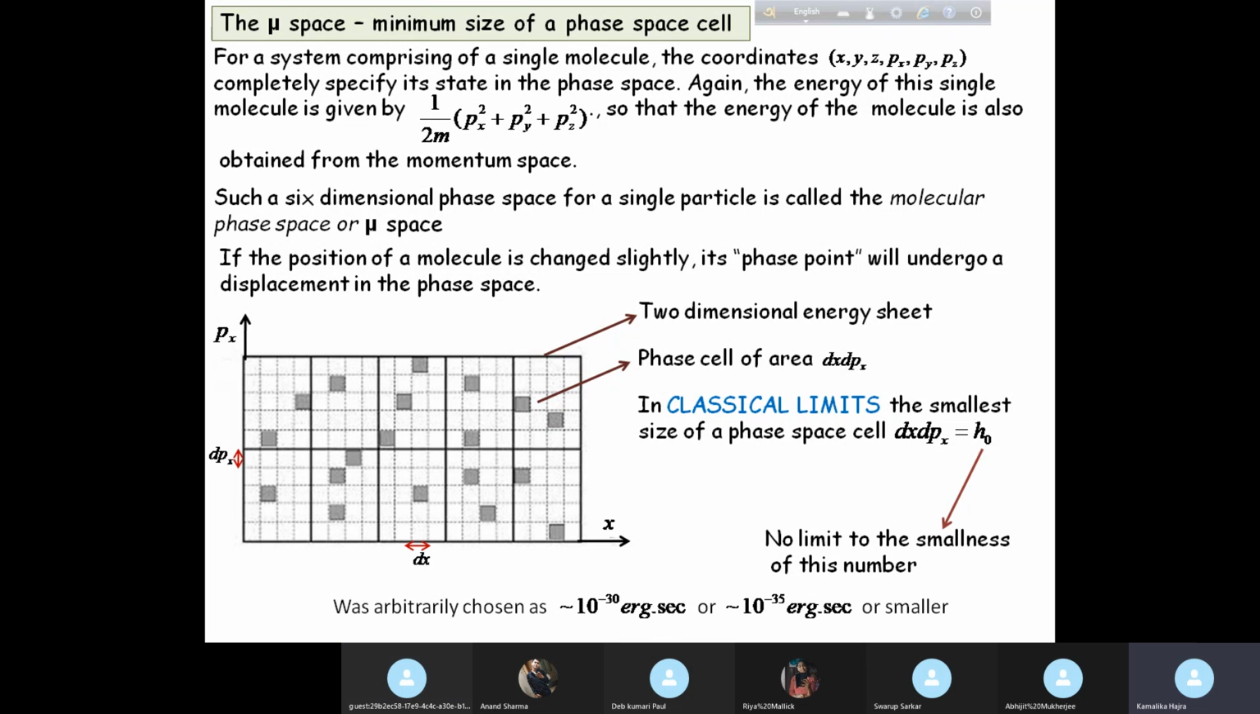Arbitrarily, when this theory was proposed, it was chosen as either 10 to the power minus 30 arc second or 10 to the power minus 35 arc second, or maybe smaller. So see, it's arbitrary. There is no restriction. Order of magnitude is also not restricted. It may be 10 to the power minus 30, it may be 10 to the power minus 35, anything.